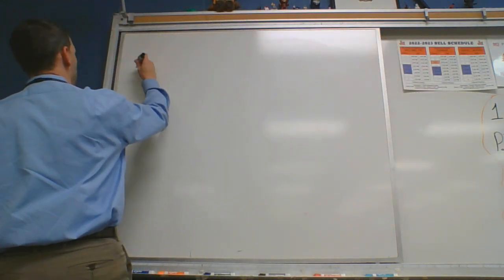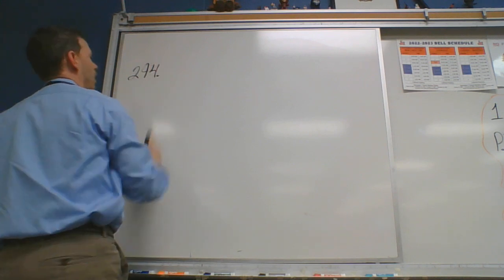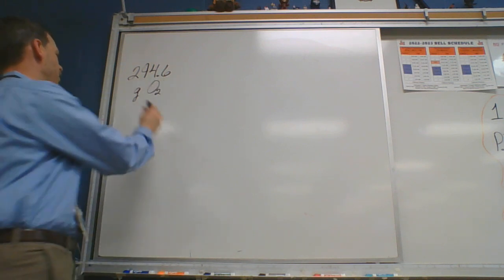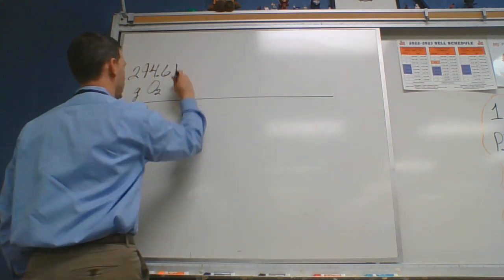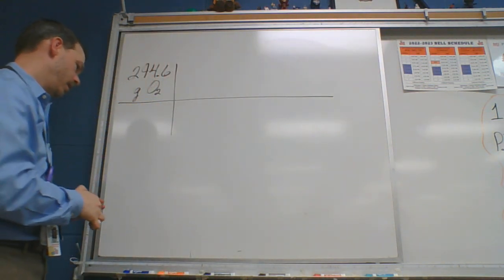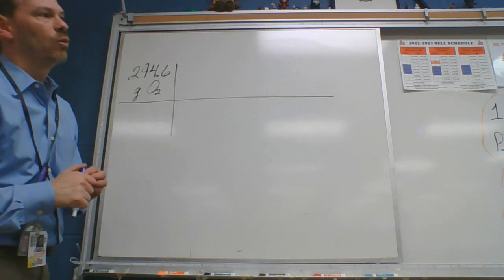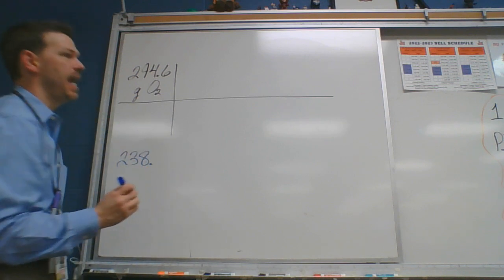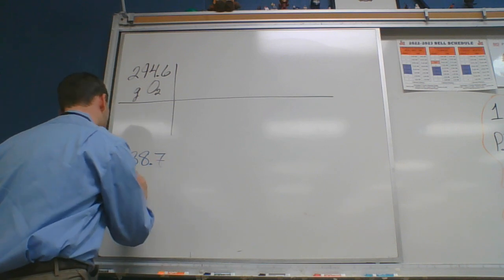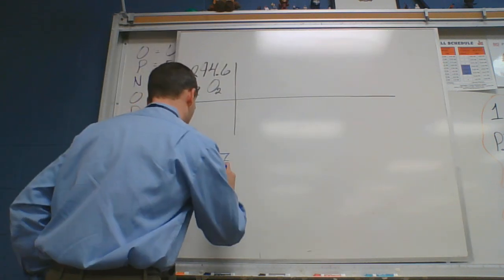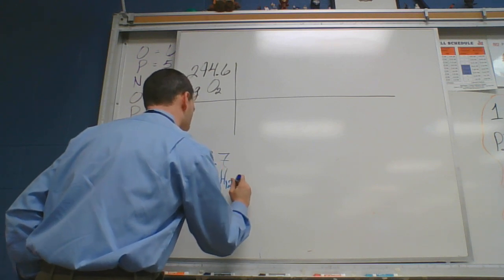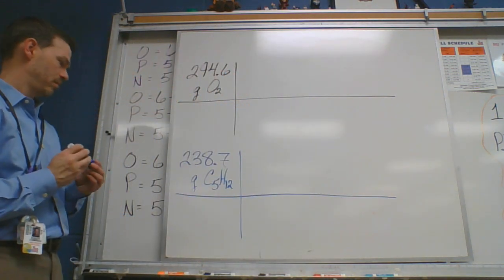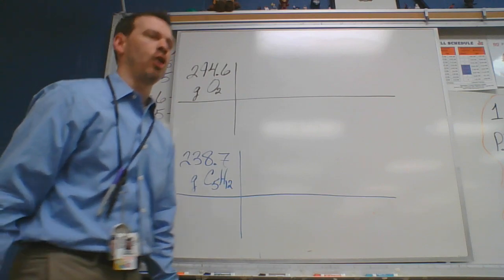The first number it gives me is 294.6 grams of oxygen. There's one of the givens. The other reactant has a starting amount of 238.7 grams of the C5H12. We're going to draw a bunch of cards on this one.